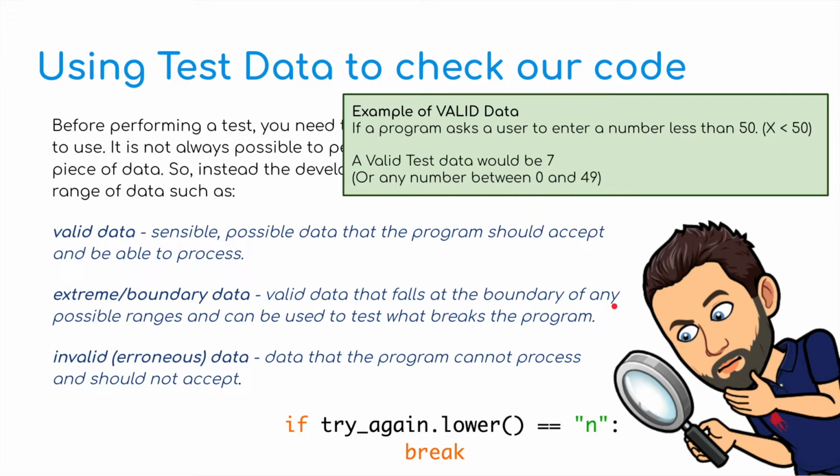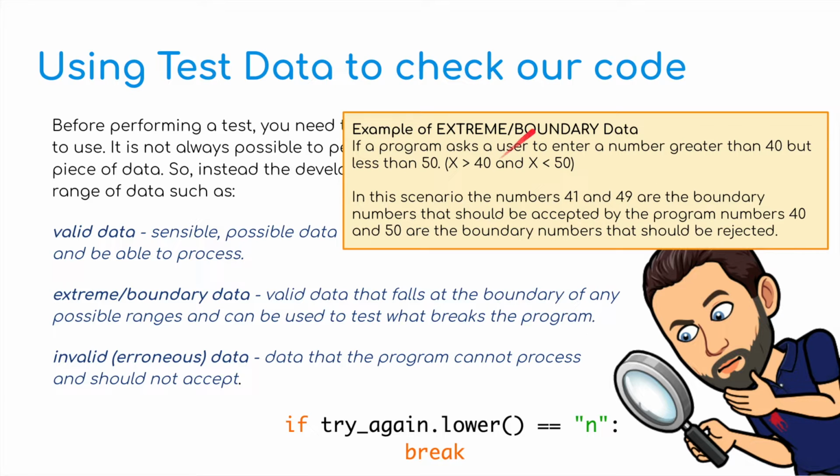So here's some examples. So valid data. If a program asks a user to enter a number less than 50, so x is less than 50, a valid test data would be 7, or any number between 0 and 49. Extreme data. If a program asks the user to enter a number greater than 40 but less than 50, x is greater than 40 and x is less than 50, in this scenario the numbers 41 and 49 are the boundary numbers that should be accepted by the program, numbers 40 and 50 are boundary numbers that should be rejected. Okay, because we've got less than and greater than signs in there.